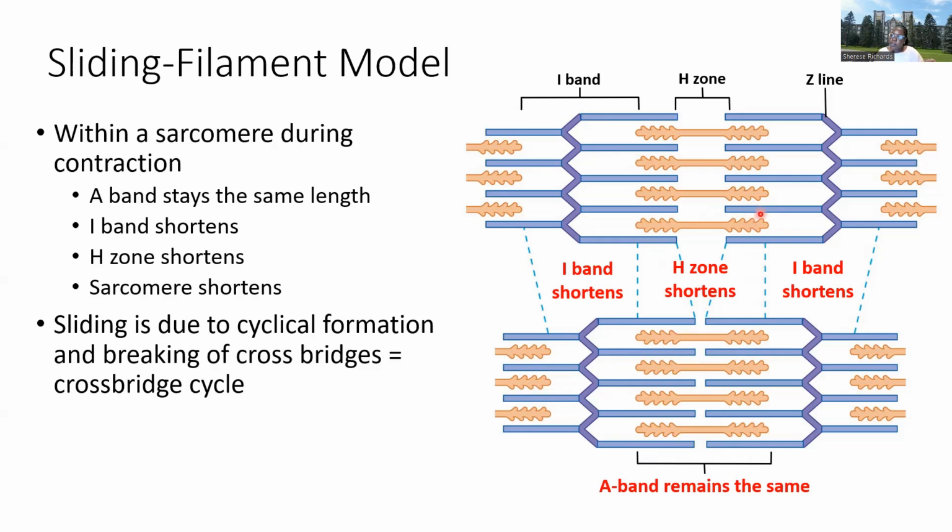So we make that cross bridge, drag actin in this direction, and then we're going to release that cross bridge and then make another cross bridge, drag actin in that direction again and again and again until the entire sarcomere shortens. So notice how not only is that a process of dragging the filaments closer together, but it's also a cyclical process of making and breaking those cross bridges.